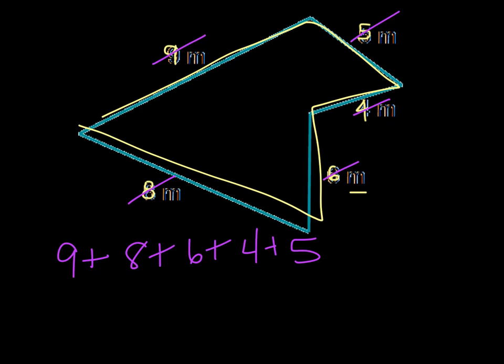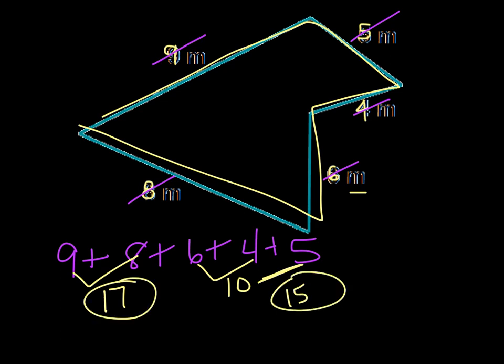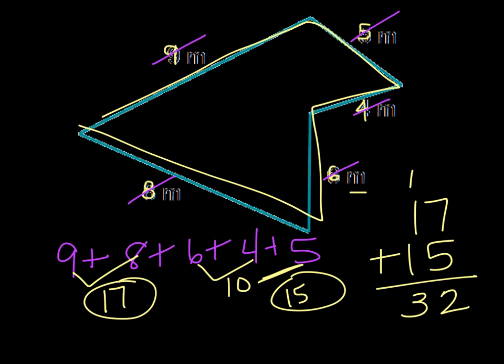Now you're going to do some sort of grouping strategy. So I know that 6 plus 4 is 10. I know that 9 plus 8 is 17. And then I can do 10 plus 5 is 15. And so I really only have to add 17 and 15. So 7 plus 5 is 12. And then add my tens column, I get 32. So my perimeter is equal to 32. And we know this time it's meters. 32 meters. I hope that's what you got.